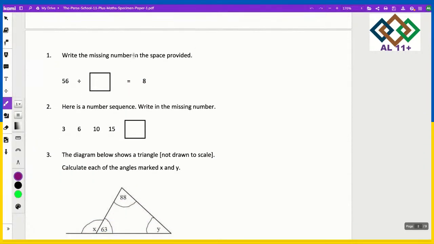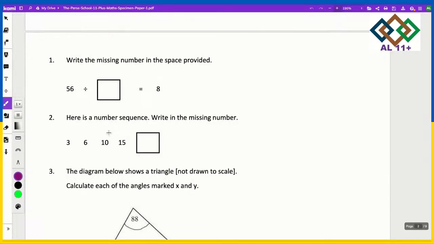The first one is a year 4 question, and all of you will be able to do this one. It says you need to write the missing numbers in the space provided. So you have 56 divided by 7 equals 8. I'll tell you a trick, an easy way of doing it: you could just take this and do 56 divided by 8 to find your answer.